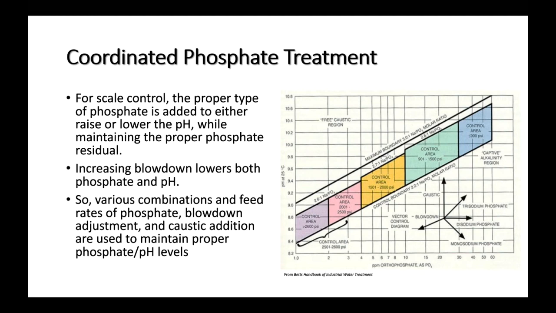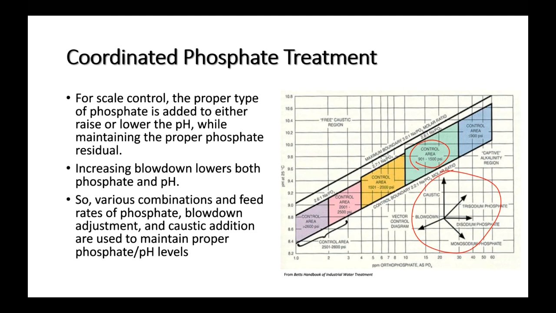You should know that a coordinated phosphate treatment is going to coordinate different blends of phosphate that'll be added to your boiler, and coordinates that along with pH and blowdown, because all of these things are working together to keep you in a sweet spot in terms of your phosphate residual and your boiler pH.